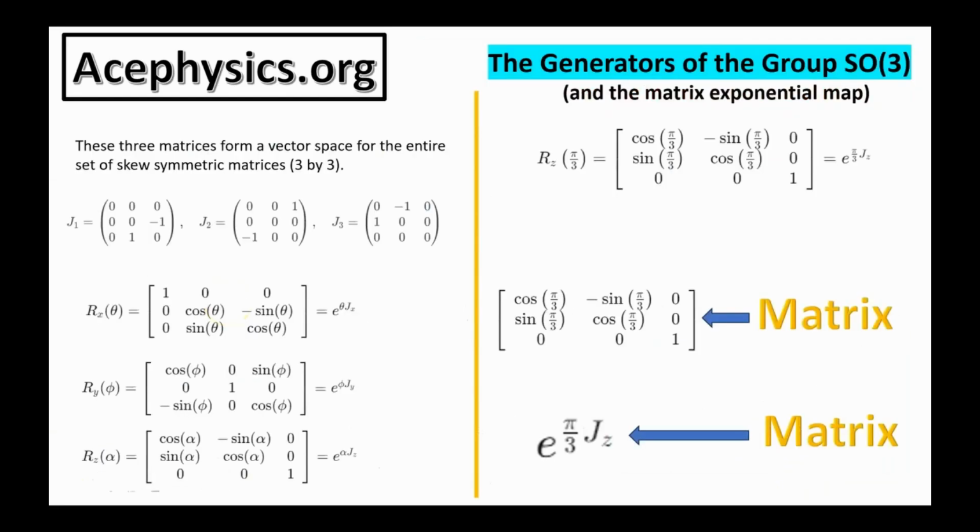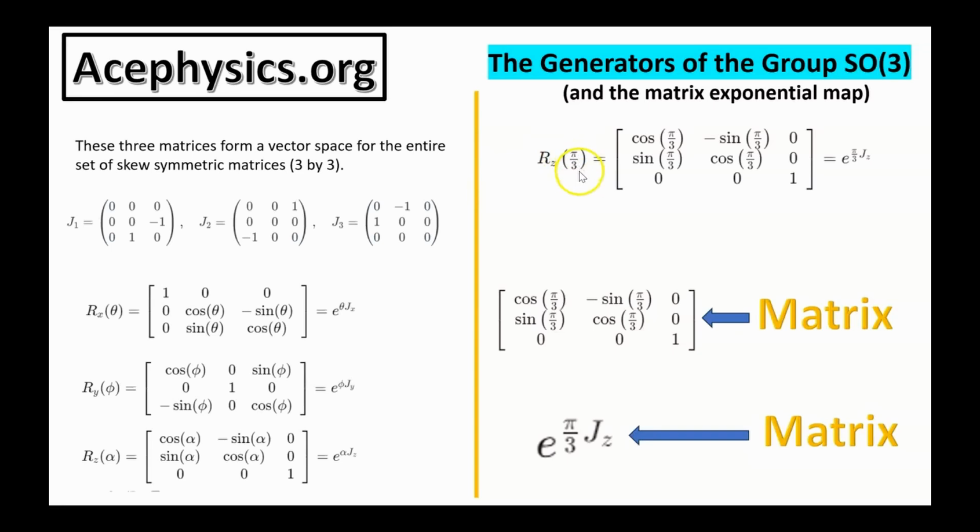Let's recap the problem we just did dealing with SO3. These three matrices form a vector space for the entire set of 3x3 skew-symmetric matrices. What this means is any 3x3 skew-symmetric matrix can be written as a linear combination of these three linearly independent basis matrices. Once we have the full set of basis matrices, we can multiply them by some rotation angle and exponentiate them, and that produces the three generators of rotation for the group SO3.